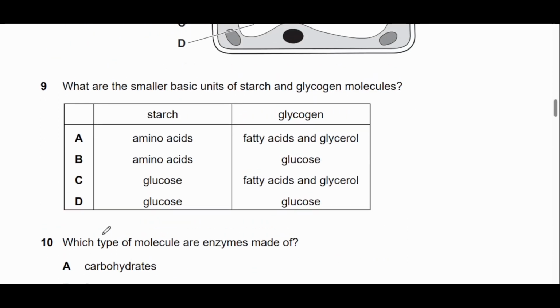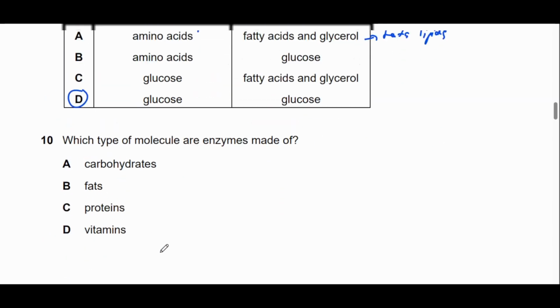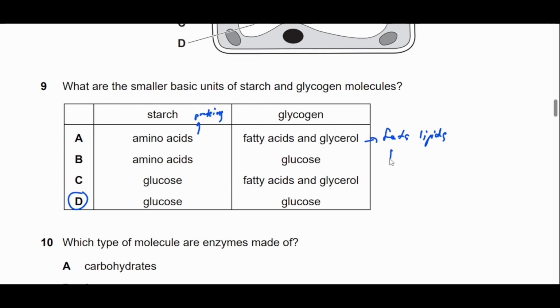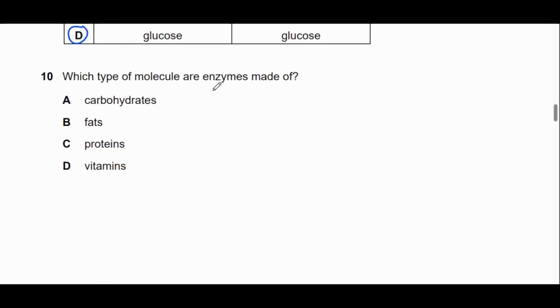Okay. Question 9. What are the smaller basic units of starch and glycogen molecules? So starch and glycogen are the food storage molecules. So therefore, they're both made of glucose. Okay. Amino acids make up proteins. Fatty acid and glycerol makes up fats or lipids. Right? Okay. Or to be more specific, triglycerides. Okay. Which type of molecules are enzymes made of? So enzymes are biological catalysts, which are proteins. Okay.